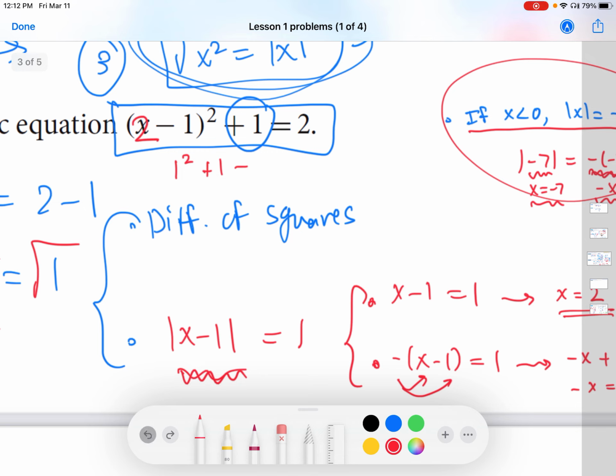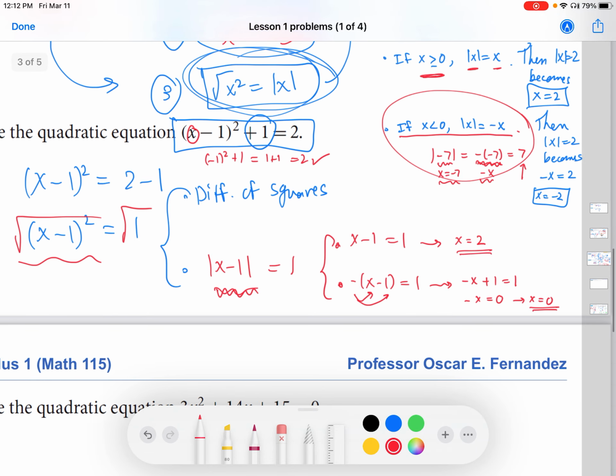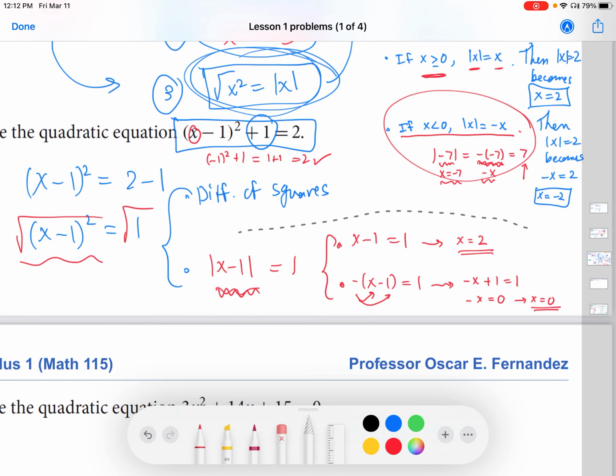What if we went back and did the other solution we got? What if x is 0? I would get negative 1 squared plus 1. That is 1 plus 1, which is indeed 2. Check. So indeed, we have found the solutions to this problem.